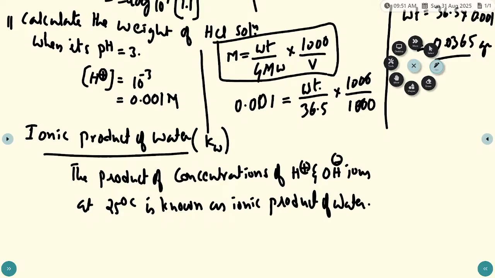So Kw is equal to, concentration is always expressed in square brackets, the product of the concentrations of H plus and OH minus ions. The multiplication of H plus ion concentration and OH minus ion concentration is known as Kw, the ionic product of water.